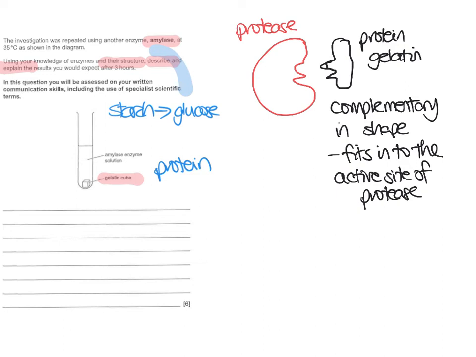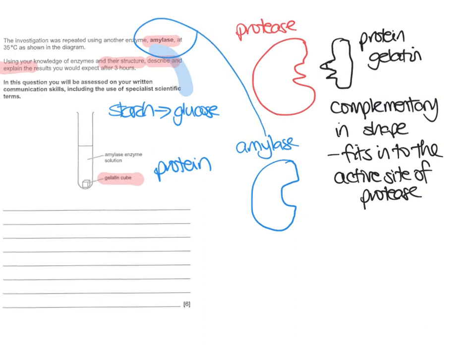What do you know about each different type of enzyme? You know that they have a different shape of active site. So if that represented amylase, which is what we're using in this second experiment, you're not going to get any result. You're not going to get any change. The gelatin isn't going to react because the gelatin is the wrong shape to fit into amylase's active site.